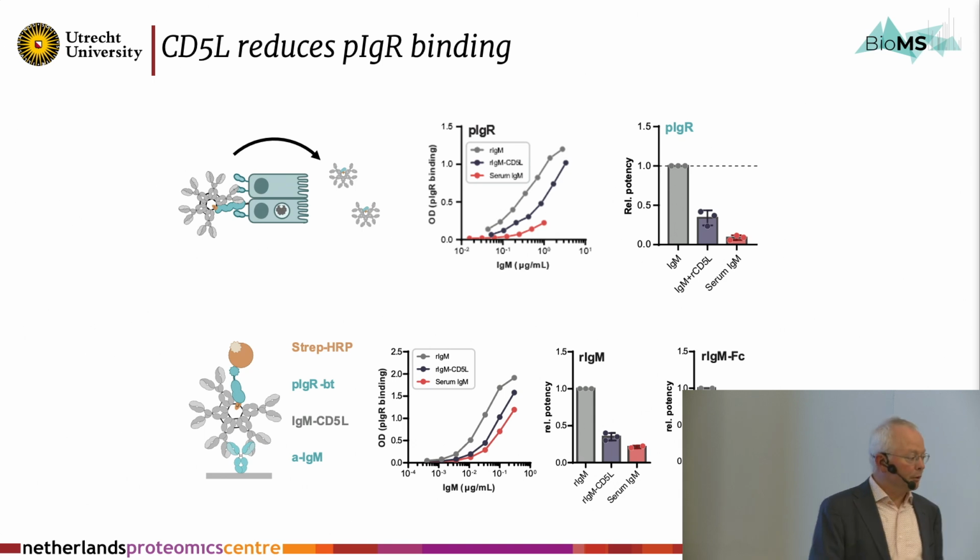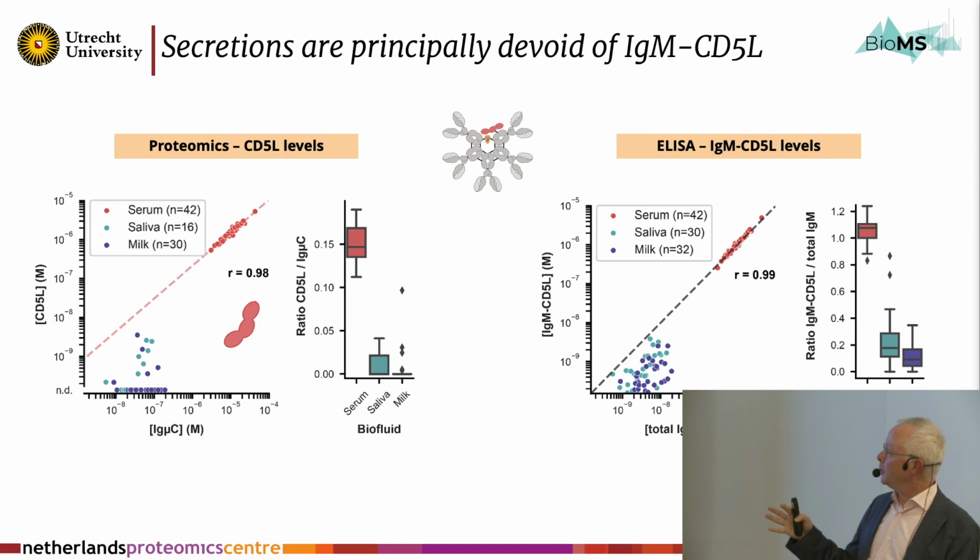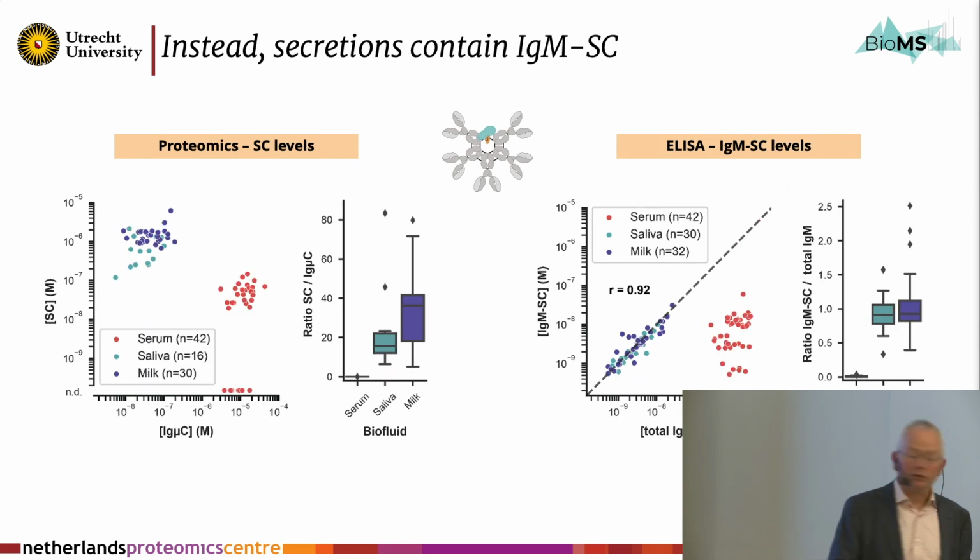So the final experiments that we sort of did is we said, okay, let's now look at IgM in milk and in saliva. And to our surprise, and these are maybe complicated to read, but there is no CD5L in milk or saliva. So IgM in saliva or milk is totally devoid of CD5L. And instead, and I think that's the sort of final slide, instead it binds to PIGR.